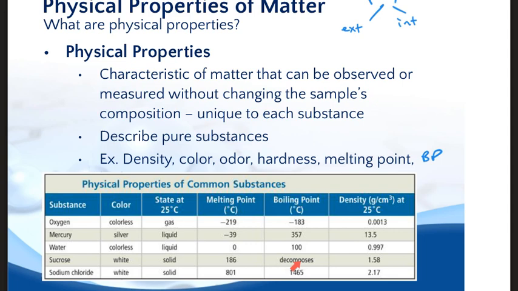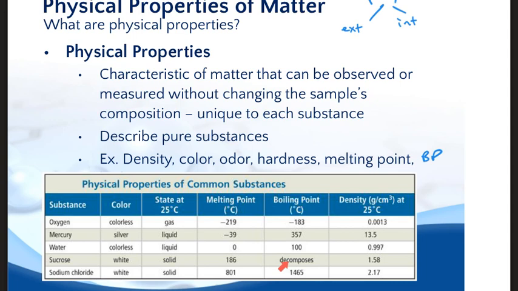You might also note here, sucrose doesn't even have a boiling point. What happens is after 186 degrees Celsius, eventually if you keep heating it, it decomposes. It stops being sucrose and actually comes apart into its constituent parts. Sucrose, by the way, is table sugar. If you've ever burned sugar on the stovetop, you're not really burning it.